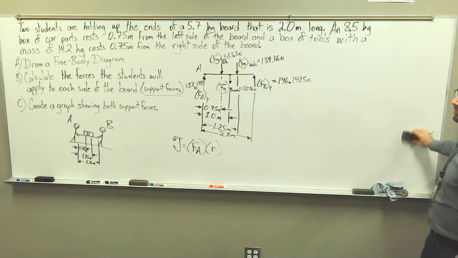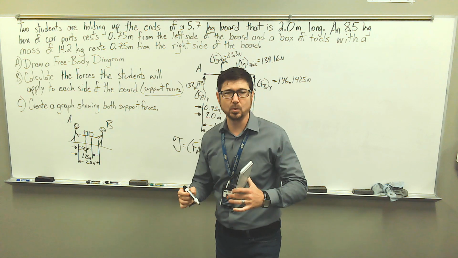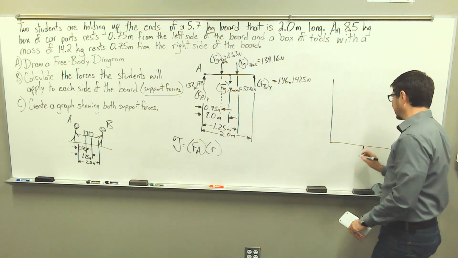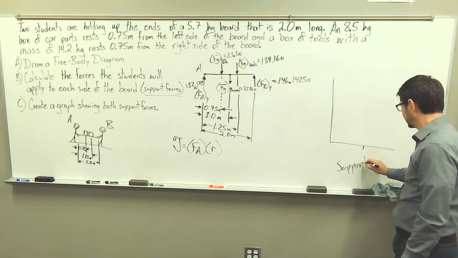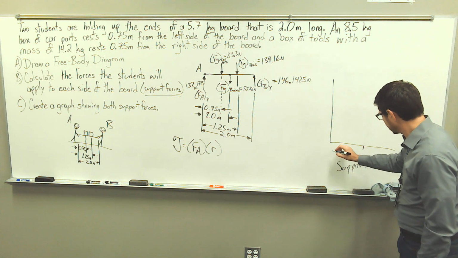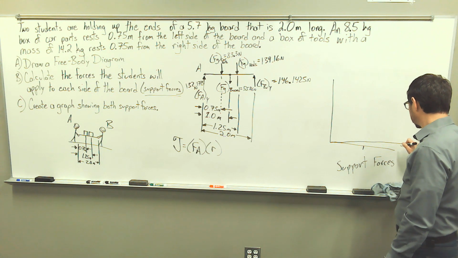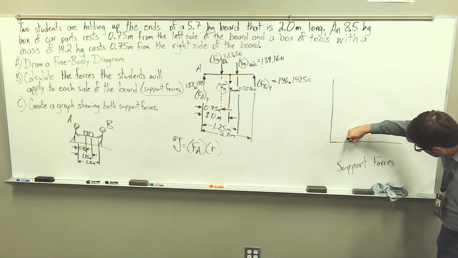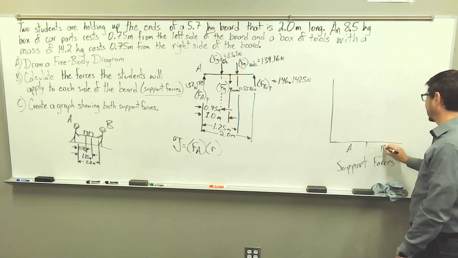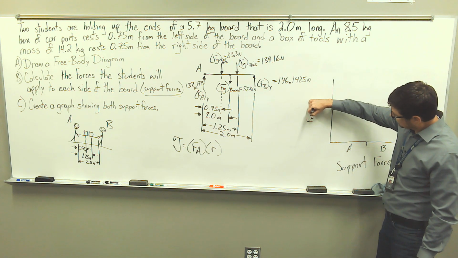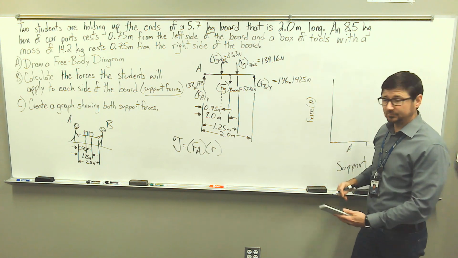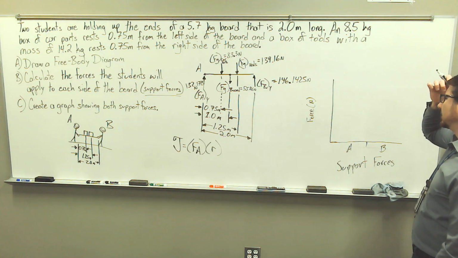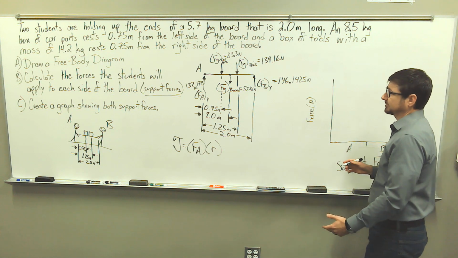On part C, it says create a graph showing both support forces. So this is going to be a bar graph. On the x-axis, I'm going to have support forces. There we go, let's do that a little bit neater. So I've got A and B. On the y-axis, I have force with units of newtons. Let's create a scale going up by 25s.